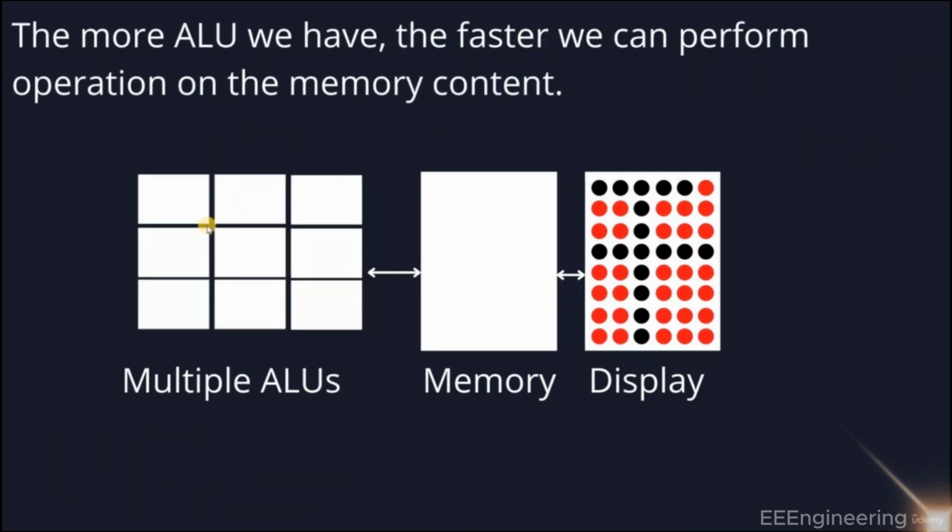But if you have multiple ALUs, every ALU can be responsible for a chunk of this memory, and it can change its content. So instead of changing one flip-flop at a time, we can change 9 flip-flops at a time. So this chunk of ALU is responsible for this one, this one is responsible for this one, and so on and so forth. So you put multiple ALUs together, they change multiple places in the memory, and by that you change the display. Again, the process is much more complicated than that, but this is the basic concept.